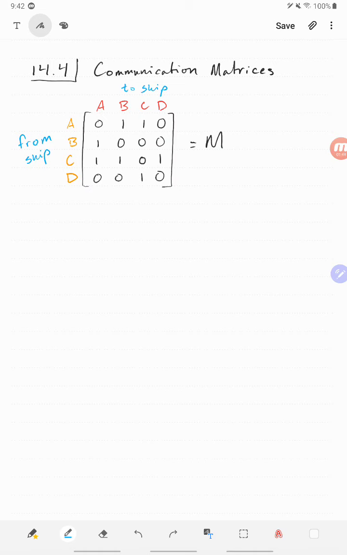Now, why don't we go ahead and take this matrix and kind of flesh it out and create a diagram that kind of shows exactly maybe a picture of what's going on here, right? So let's create ship A, ship B, ship C, and ship D, right? And we're going to let these guys be represented by points, all right, or vertices that are going to be connected by edges, okay?